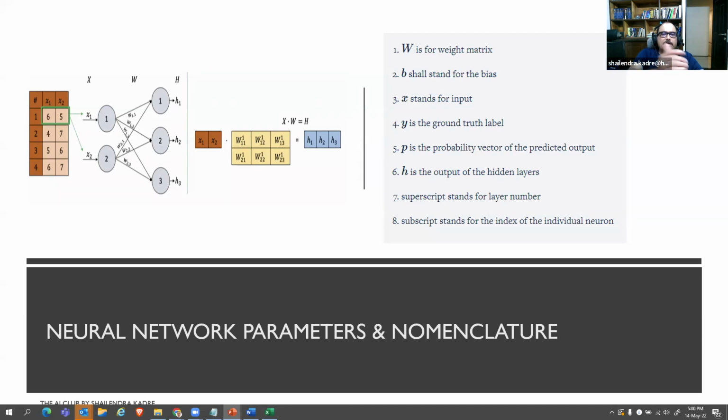With that multiplication, we do the vector multiplication and get a hidden function. H is the hidden output of the hidden layer. Once we do this W times X, we apply some kind of activation function on it. I'm just giving you a revision of very basic things that we studied when we were introduced to neural networks.